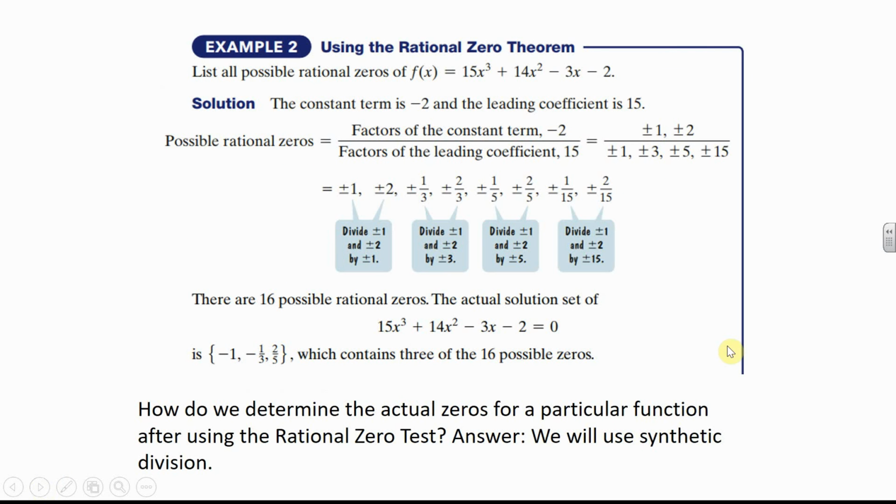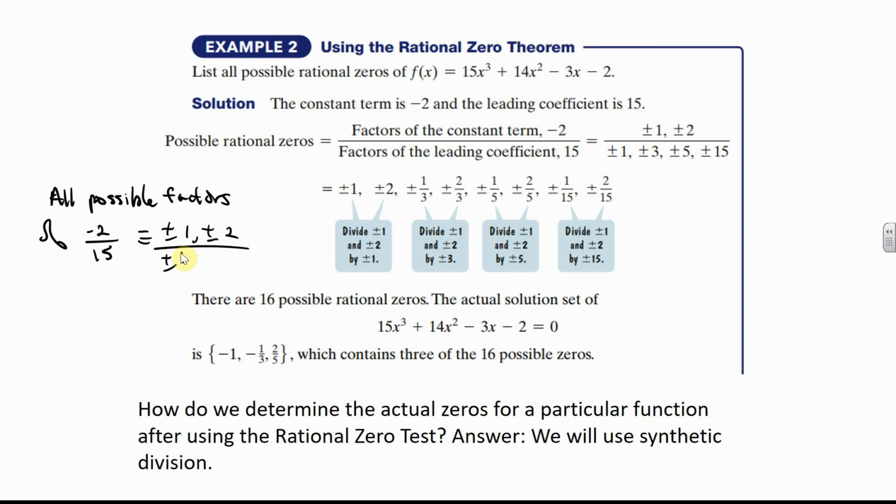Here's another problem. I think this one is a little bit better. We take all possible factors of the -2 divided by the 15. So that becomes plus or minus 1, plus or minus 2, all over plus or minus 1, plus or minus 3, plus or minus 5, plus or minus 15, the factors of 15. And then after you do that, we take each term in the numerator and divide it by the term in the denominator.